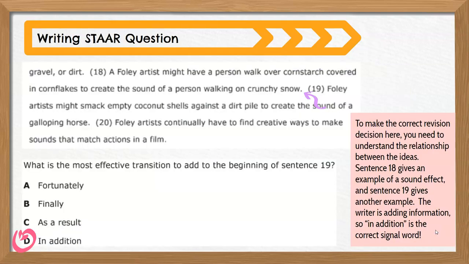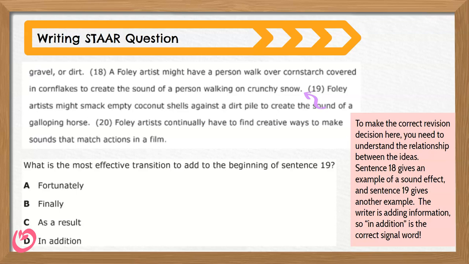So here it is on a writing star question. The question asks, what is the most effective transition to add to the beginning of sentence 19? Since these words connect two ideas, we have to go back and start with sentence 18 to determine an appropriate connection to sentence 19.